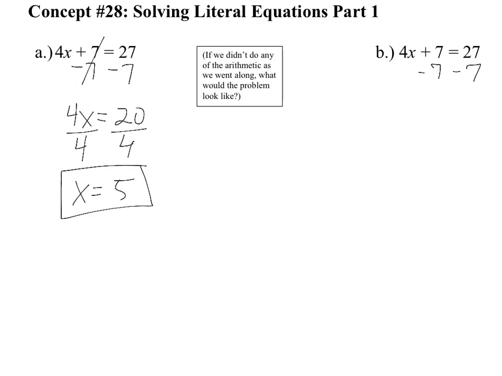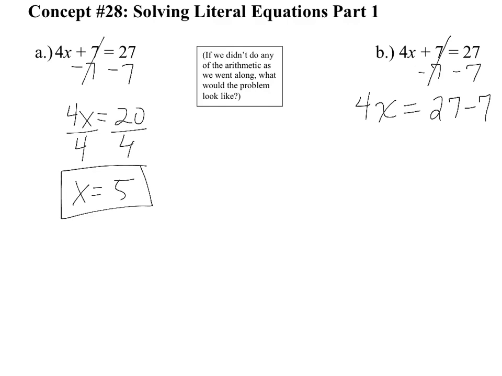Now these guys, we're going to cancel that out because 7 minus 7 is 0, and then instead of writing 4x equals 20 here, I'm just going to write 4x equals the process I would do. I would do 27 minus 7. You guys all agree 27 minus 7 is 20, right? So we're just going to write the math right now.